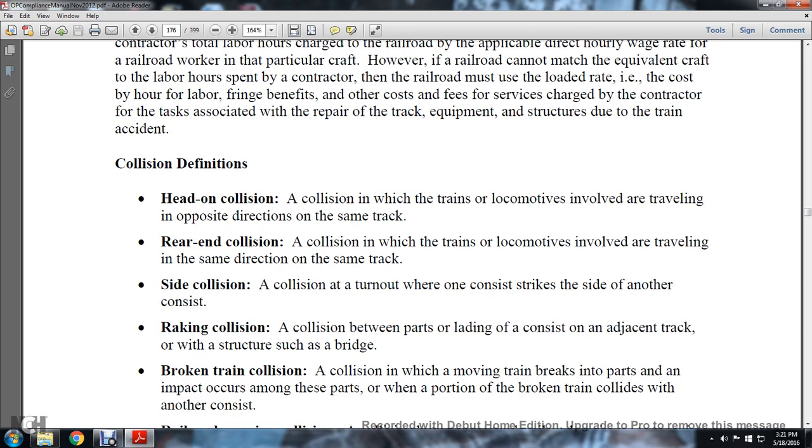Collision definitions. Head-on collision: a collision in which trains or locomotives are traveling in opposite directions on the same track. Rear-end collision: a collision in which trains or locomotives are traveling in the same direction on the same track. Side collision: a collision at a turnout where one consist strikes the side of another.